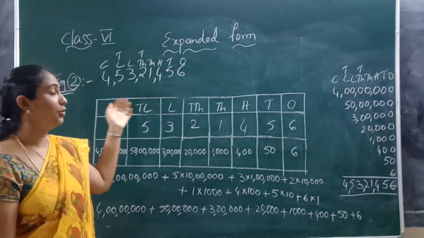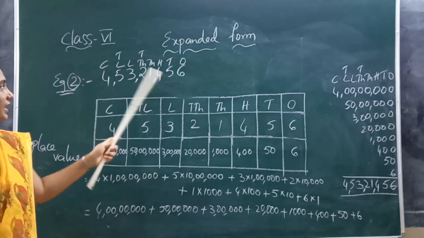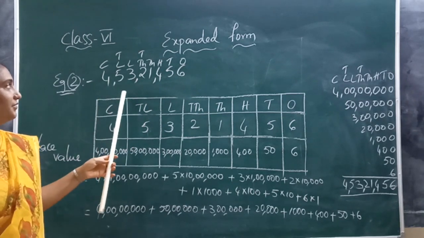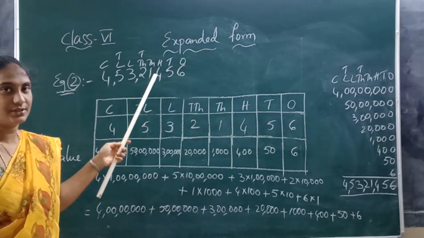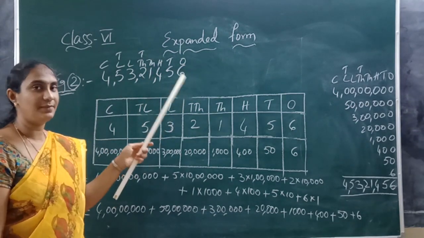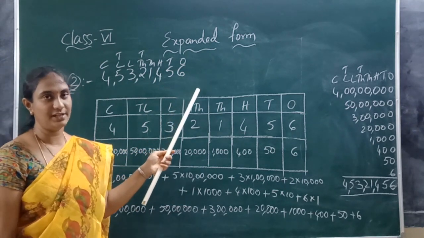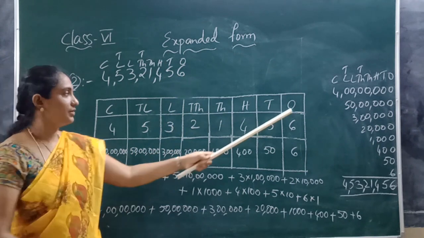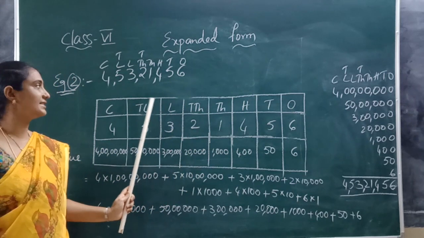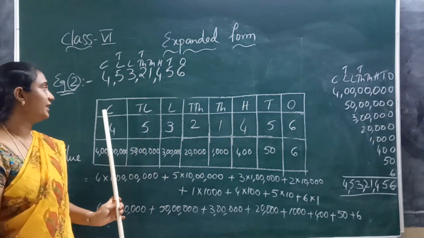Now see one more example. Okay? Let us see. I have written one number here. By using this number, we have written the place values. From which side do we have to write the place values? From the right side or left side? From the right side we have to write the place values. So ones, tens, hundreds, thousand, 10,000, lakhs, 10 lakhs, crores. Why? Because we have written up to crores.